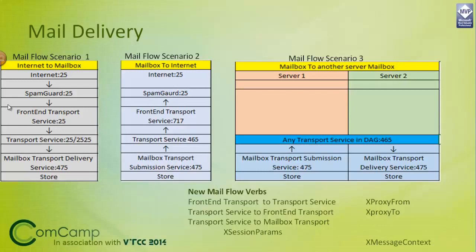Then transport service will either send it directly if the send connector is not configured to use client access server. But in this scenario I'm configuring it, so if we have client access server configured, it will send it to front-end transport service on port 717. Front-end transport service will send the email to the spam guard or directly to the internet.